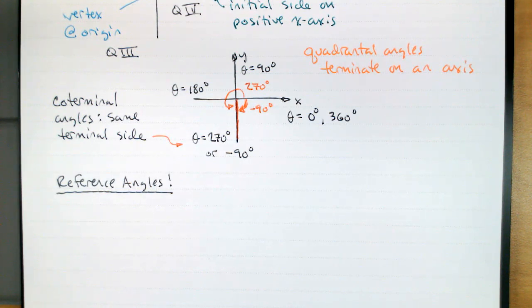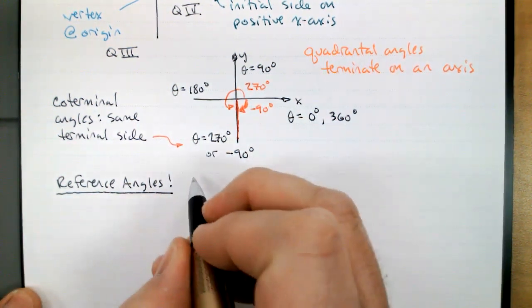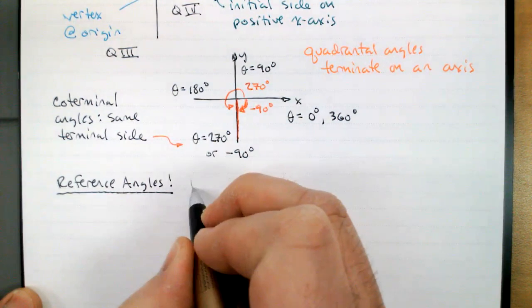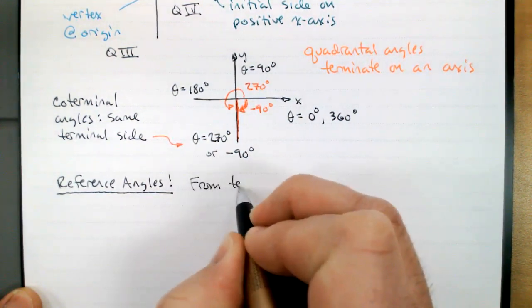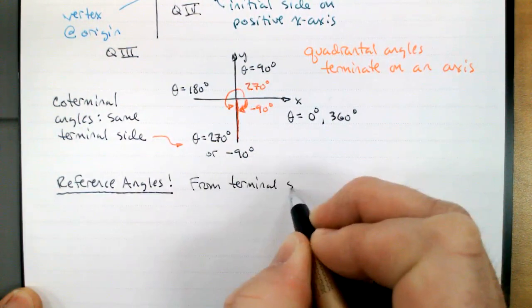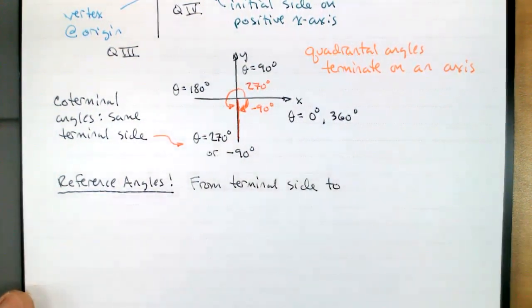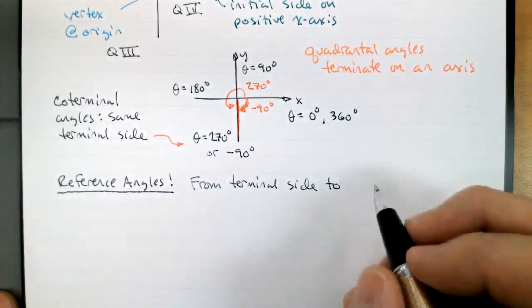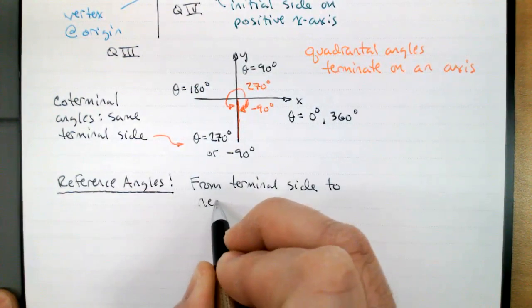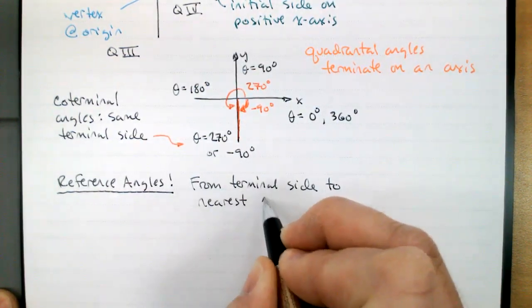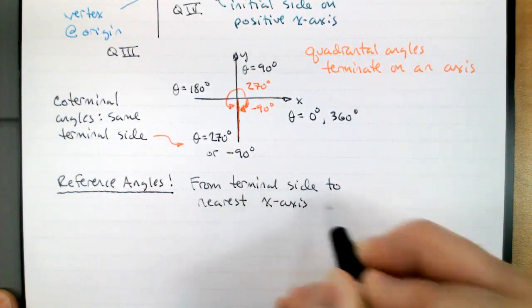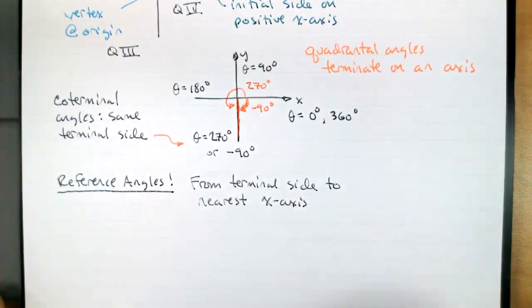So if we have an angle theta, the reference angle will go from the terminal side of theta to the nearest part of the x-axis. So the reference angle goes from the terminal side to the nearest x-axis. The nearest part of the x-axis.